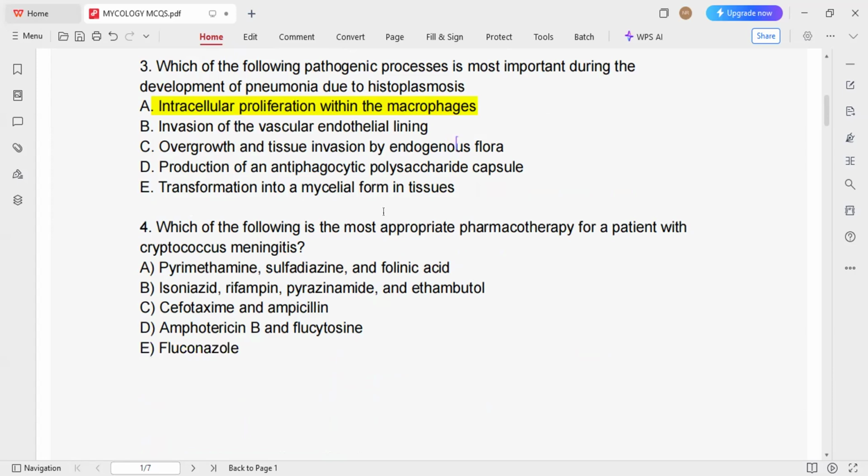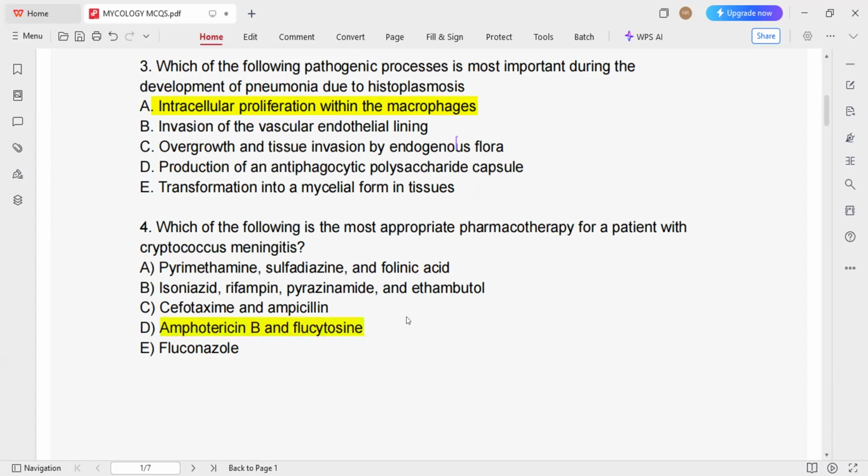Then number 4, which of the following is the most appropriate pharmacotherapy for a patient with Cryptococcus meningitis? So there are specific drugs, the pharmacology aspect of the fungi, and you have to know, especially Cryptococcus, tinea, and which other one? Yeah, and Candida. Those 3 are the most important. I think it's within the questions. We're going to go through them. But for Cryptococcus, which drugs do we use? Amphotericin B and flucytosine. Good.